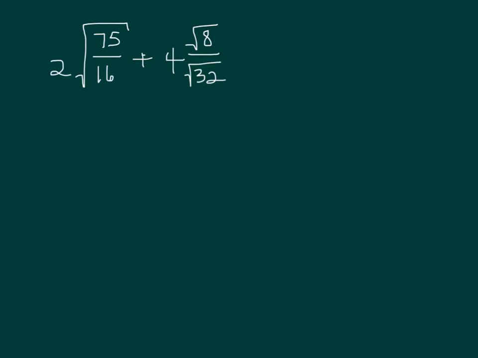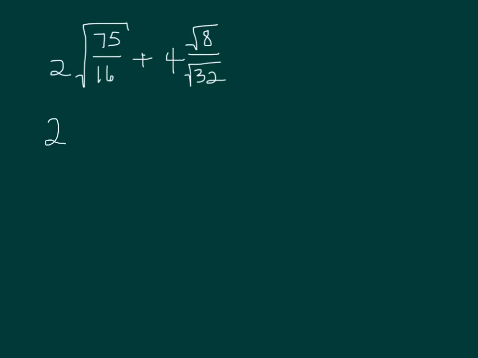All right, let's take a look at this problem. So now what we're going to do is mix all the rules, really. What we've got is 2 times root 75/16 plus 4 times root 8 divided by root 32. When you're given a huge, complicated problem like this, it's best just to take it piece by piece. So I am first just going to simplify this left-hand side as much as I can before I even try to put it together with that right-hand rational.